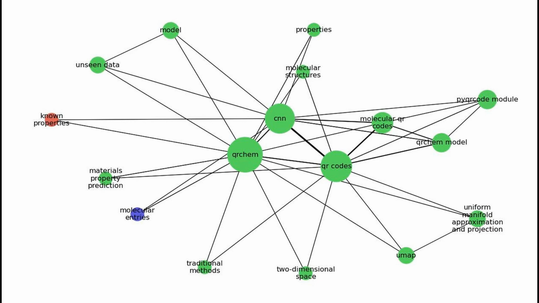Moreover, techniques like UMAP, uniform manifold approximation and projection, were used to visualize how well the QR codes differentiate molecular structures in a two-dimensional space. This process helps in confirming that the model can effectively recognize and cluster similar molecules, ensuring high accuracy in property predictions. Overall, the combination of molecular QR codes and the CNN allows QRChEM to outperform traditional methods, making it a powerful tool for materials property prediction.